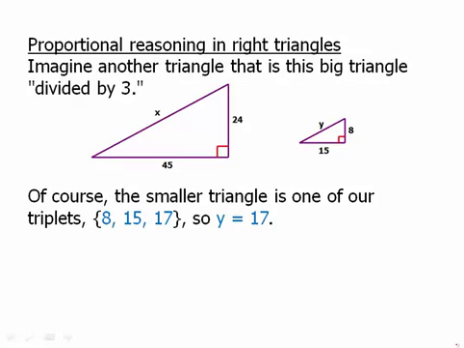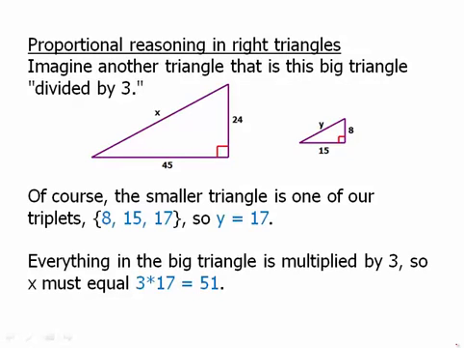Well, once we know that, then it's going to be very easy to find x. We just have to scale back up. So we got to the smaller one by dividing by 3. We get to the larger one by multiplying by 3. So x should just equal 3 times 17, which is 51.